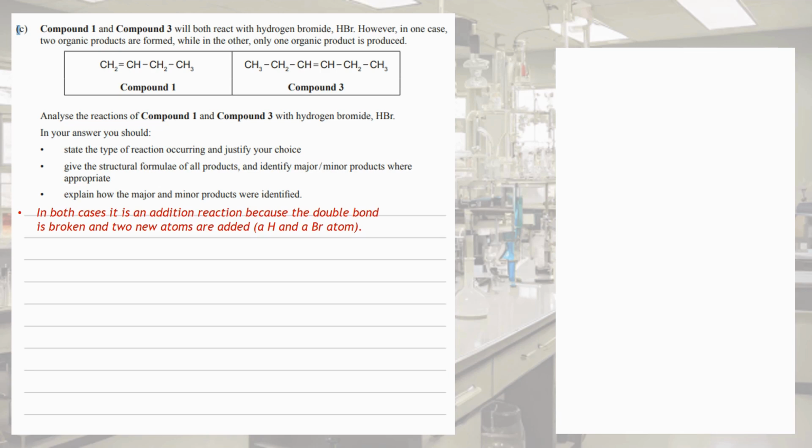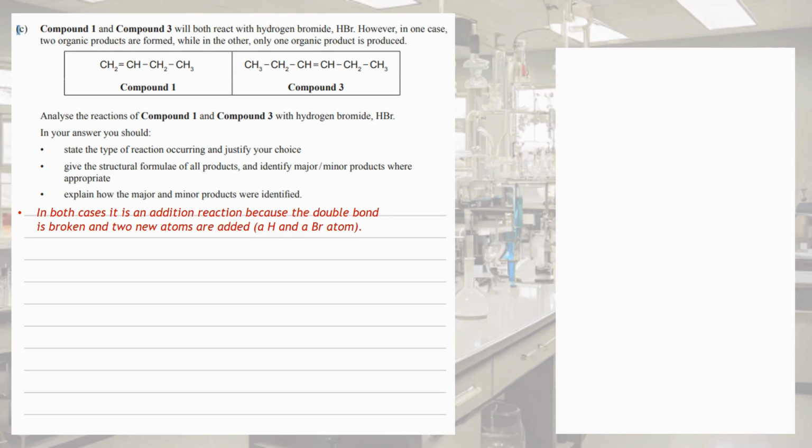We can see in this case, because there are two different atoms being added, there is the possibility that we might have to use Markovnikov's rule to identify the major and minor. Let's look at compound 1. In compound 1, we can see that the double bond is not in the center and is not symmetrical. It's at the left, and one side of the double bond has a big ethyl group attached, and the other side has a hydrogen. It's asymmetric.